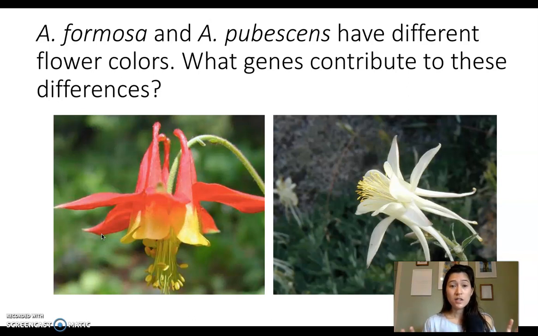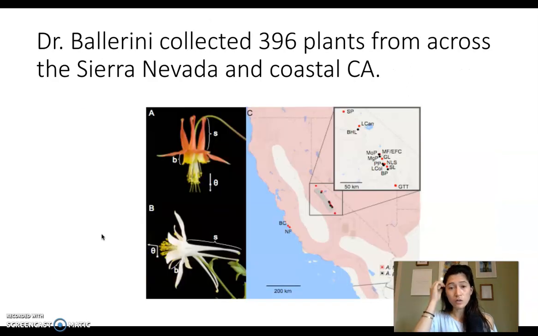We have these different closely related species, but they look very phenotypically different. So for me, what I'm always interested in and what Dr. Ballerini focuses on too are what are the actual molecular genetic differences that could be causing these big visible phenotypic differences between the species. And so in order to get at that question, what Dr. Ballerini did is collect about 400 plants from across the Sierra Nevada and the coastal California.